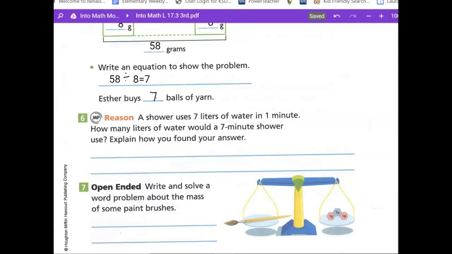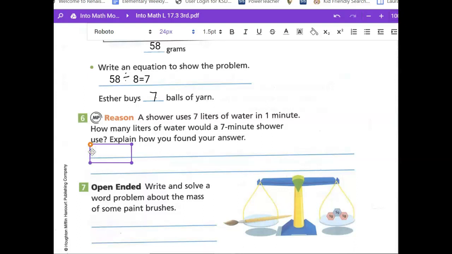A shower uses 7 liters of water in 1 minute. How many liters of water would a 7-minute shower use? Explain how you found your answer. Well, I would find it by writing a multiplication problem. I know if it used 7 liters of water in 1 minute, then 7 liters times 7 minutes is equal to 49. That would be my answer. Okay, and that would, for me, be your explanation.